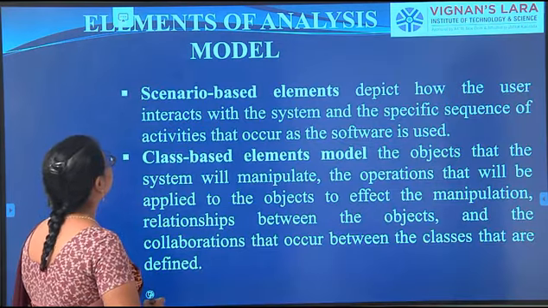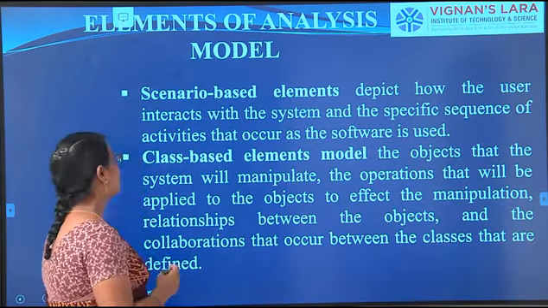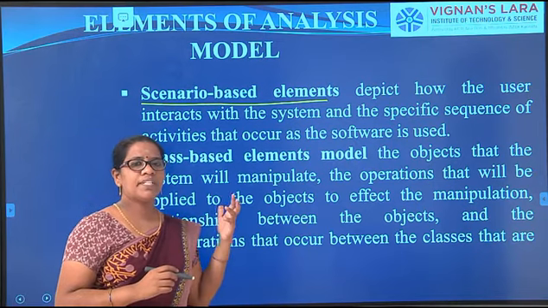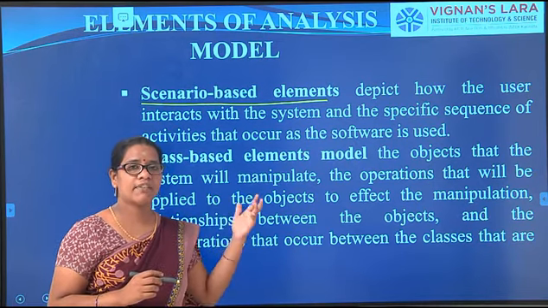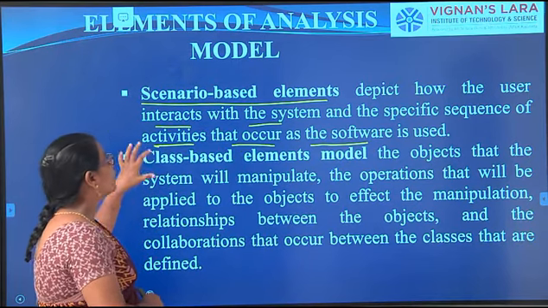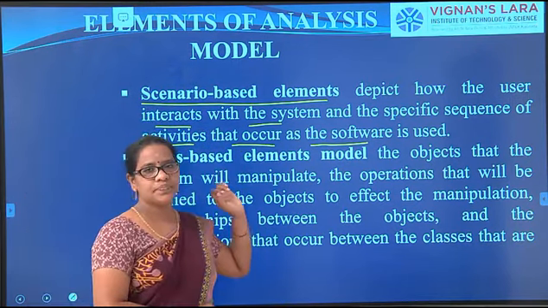And next, the elements of analysis model; we have seen the 4 parts. The first one is the scenario based elements. So what are the scenario based elements? Previously we have seen that scenario based is a requirement analysis model. It depicts the interaction with the system and the specific sequence of activities that occur as the software is used. So these scenario based elements show how the user interacts with the system.